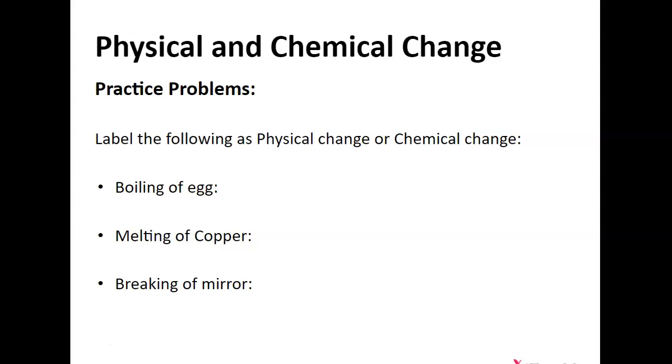So hopefully you said that boiling of an egg was a chemical change, because again, a boiled egg is not the same as the original egg. We can't go back. Melting, though, is physical. So boiling was chemical, melting is physical, and breaking, again, is just physical.